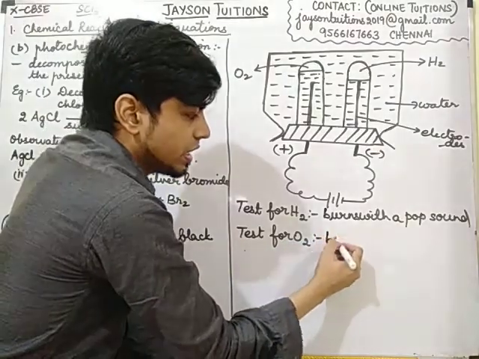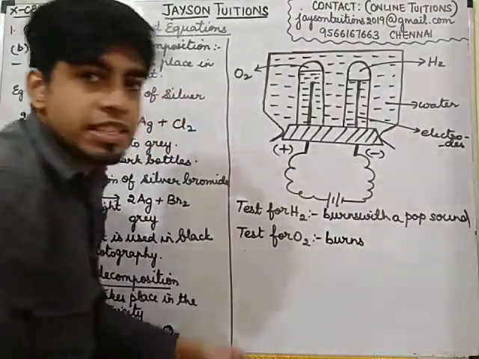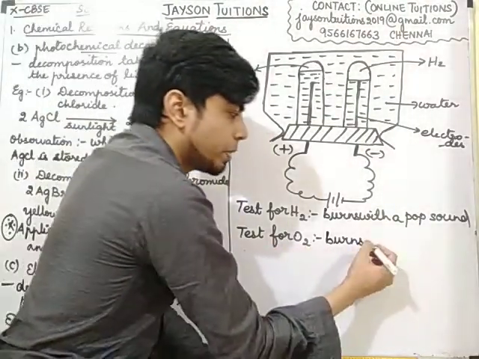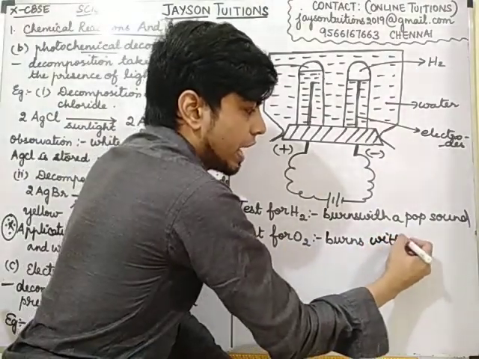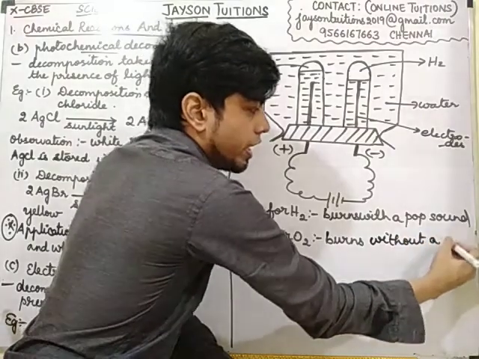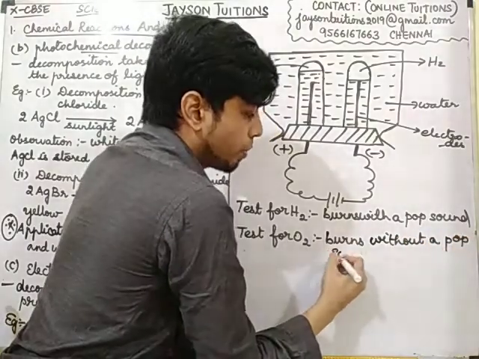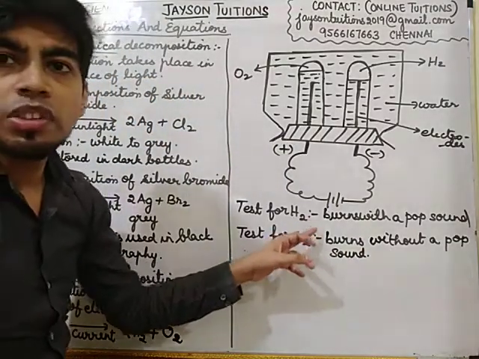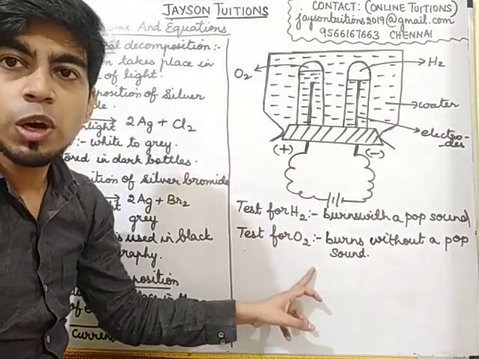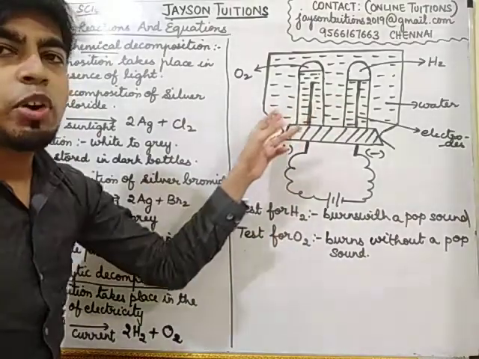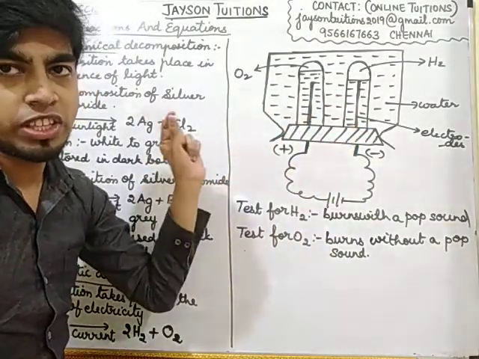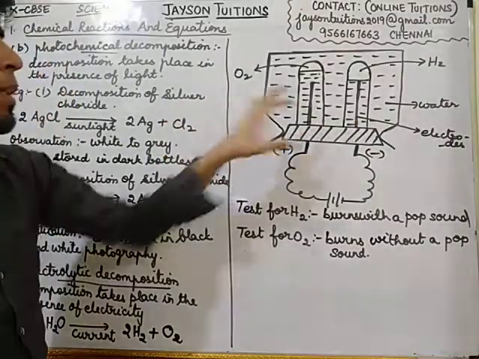And oxygen gas also burns well. Oxygen is a supporter of combustion. You know that very well. It burns, but it does not have any pop sound. So hydrogen gas burns with a pop sound and oxygen gas burns without a pop sound. With the help of that, we can find out in which test tube hydrogen is present and in which test tube oxygen is present.